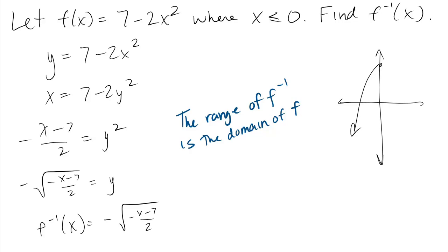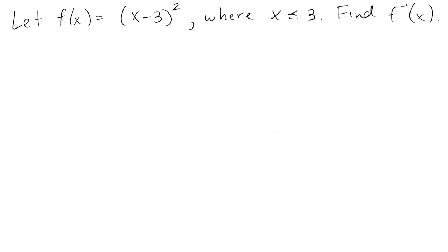Let's try one more of this type. It says let f of x equal the square of the binomial x minus 3, where x is less than or equal to 3. Find f inverse. First, is this a one-to-one function?